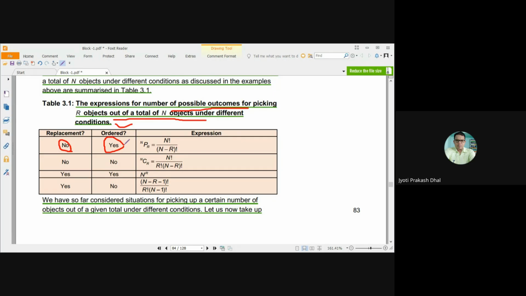If ordered arrangement is necessary, then the expression for picking r objects out of a total n objects will be nPr, that is the permutation nPr, and the formula will be n factorial divided by n minus r factorial. If no replacement will be there and ordered arrangement is not necessary, then you should go through nCr. So nCr equals n factorial divided by r factorial into n minus r factorial.